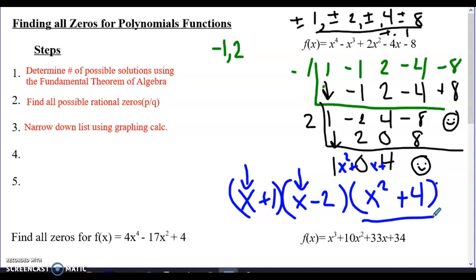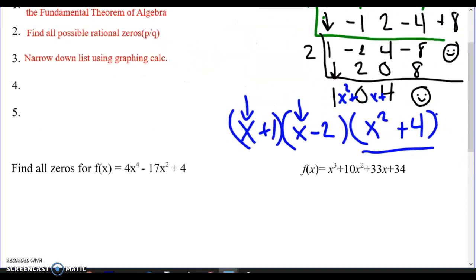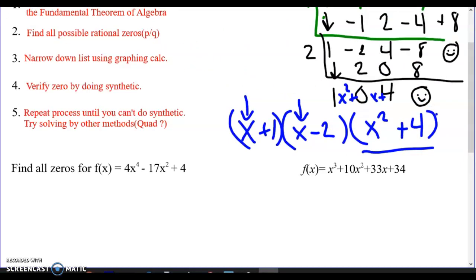Well, some of you are thinking, oh, there's an i. Yes, there's an i. However, we're not going to go there until tomorrow. Right now, let's just look for real roots. So I'm going to go with -1, +2, and then I'm going to say the other 2 are imaginary numbers, which we will work with at a different time. So let's try this next one. As I go through, find all zeros. So find all zeros for this one.